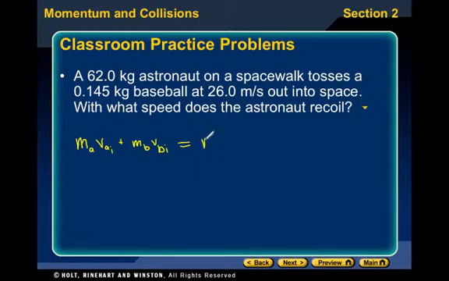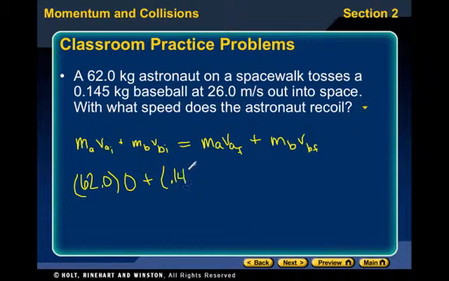It's going to be equal to the mass of the astronaut times the speed of the astronaut final, plus the mass of the ball times the velocity of the ball final. So initially, their initial speeds are both going to be 0. So we have 62.0. This should make this side all equal to 0, but let's write out our numbers so we can see that. Plus 0.145 times 0.